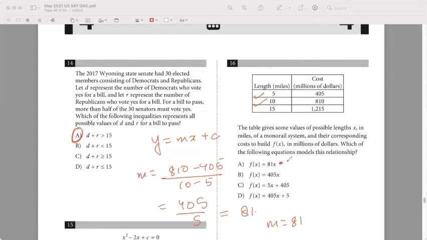But let's just verify. If I put y is 81x plus c, do I get c 0? And yes, I do get c 0 because if I use this point, then 405 is 81 into 5 plus c, which means that c is 0. So y is 81x is the relationship.